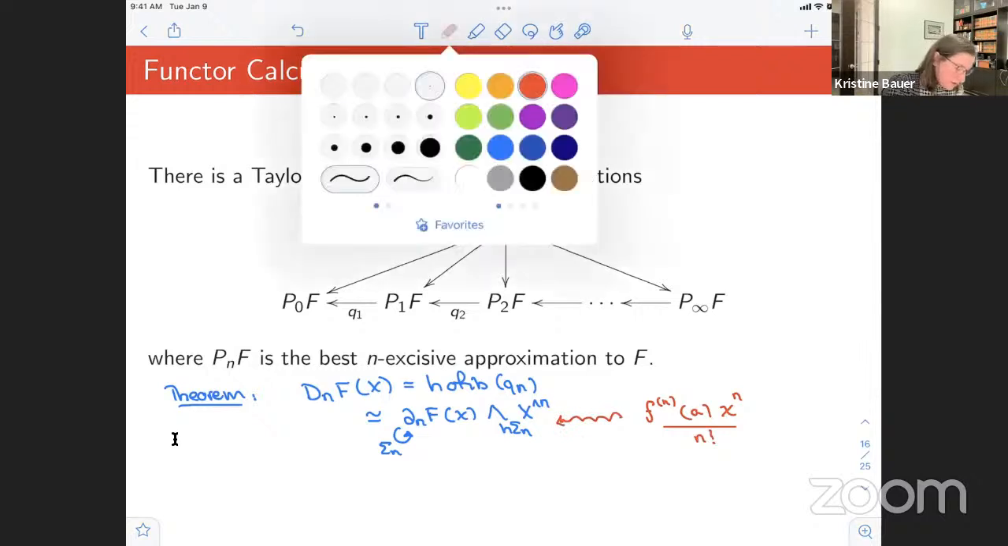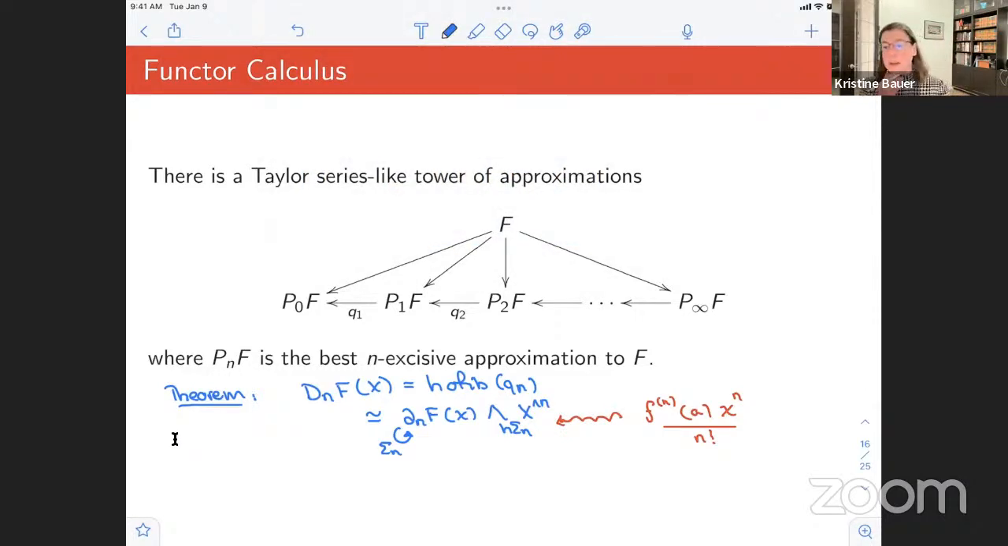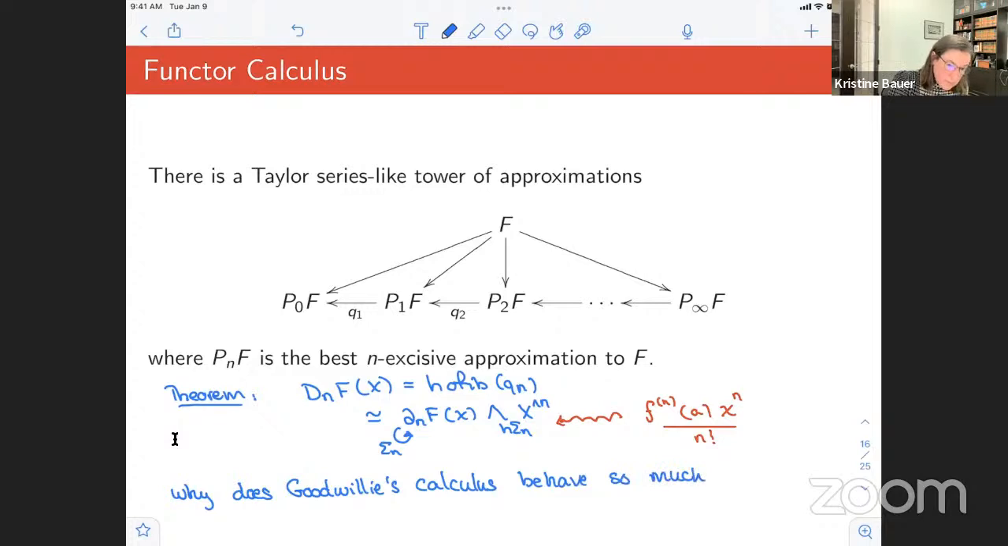So here I also see this really strong analogy between what's happening for the Taylor series of functors and calculus of a real variable. And so I can ask the same question. Why does Goodwillie calculus behave so much like regular calculus?